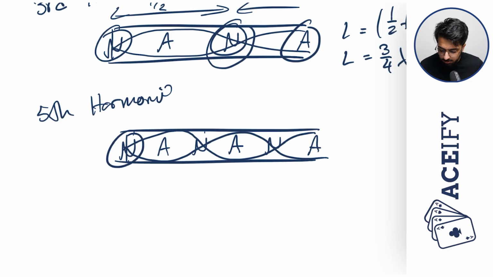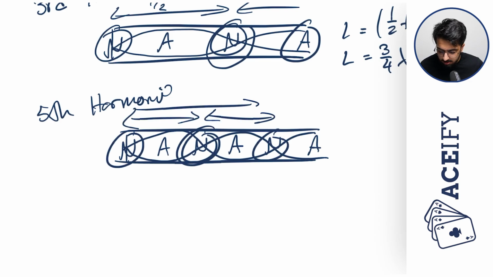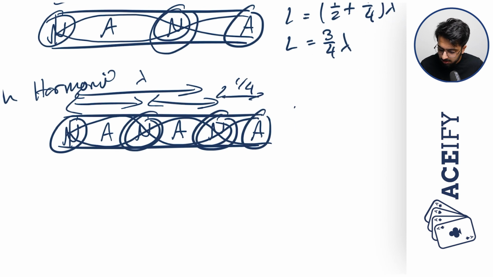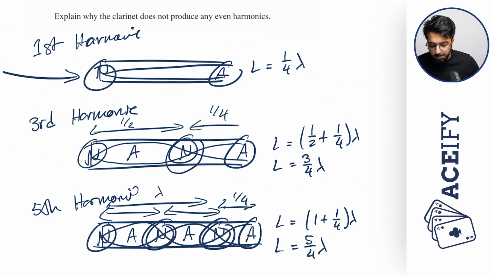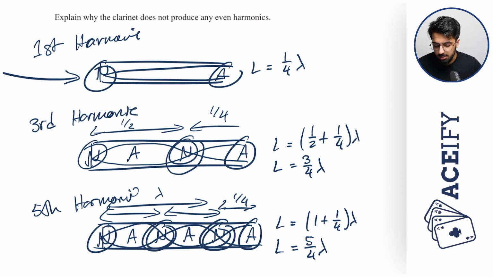We get two successive nodes right here, and then another pair of successive nodes right here. So this whole distance is 1 wavelength, and again at the end we have a node met with an antinode, and so this is 1/4. And so our length is equal to 1 plus 1/4 wavelengths, and therefore our length is equal to 5/4 lambda. Okay, so just by going through these examples, you can see that we cannot produce even harmonics.